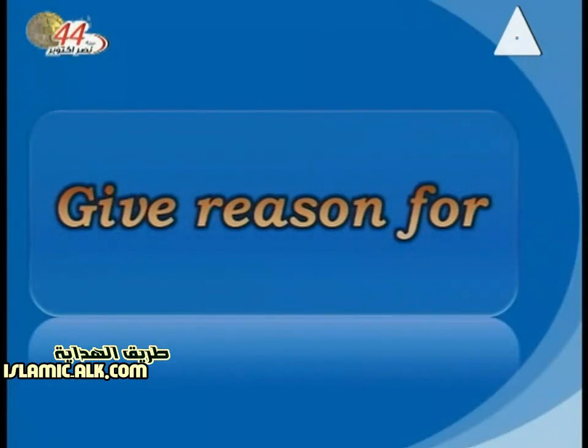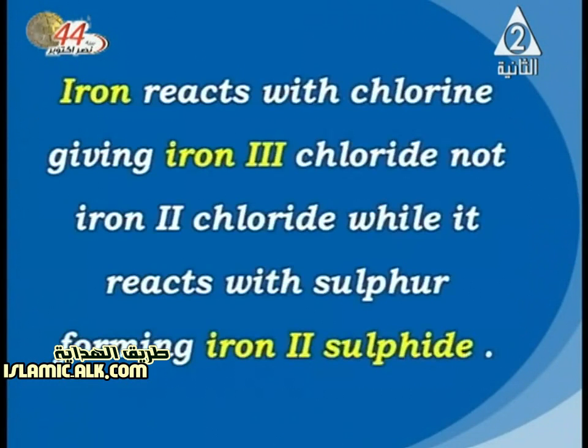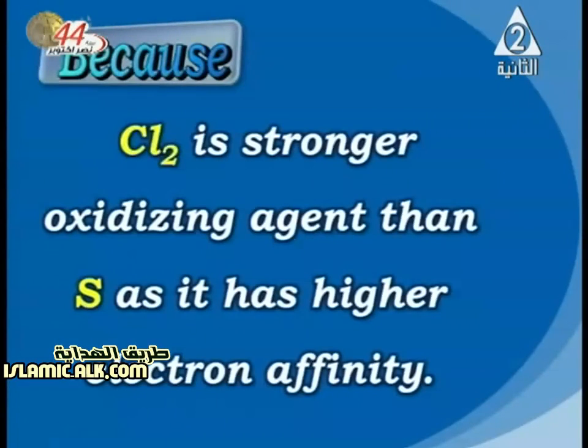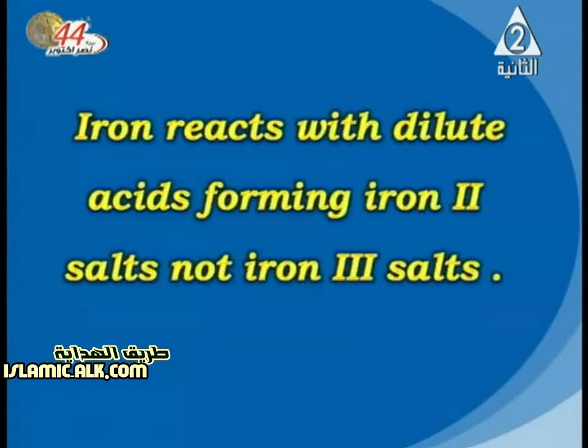Now, next type of question, give reason for. Iron reacts with chlorine, giving iron 3 chloride, not iron 2 chloride, while it reacts with sulfur, forming iron 2 sulfide. The reason for that, because chlorine gas is a stronger oxidizing agent than sulfur, as it has higher electron affinity. Next point, iron reacts with dilute acids, forming iron 2 salts, not iron 3 salts.